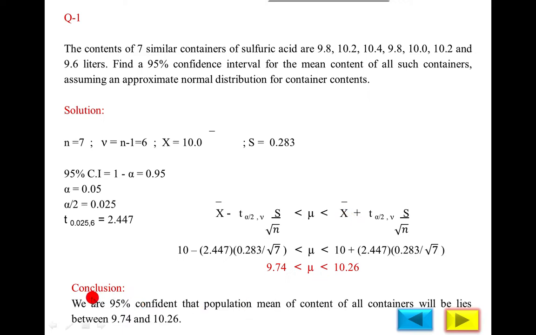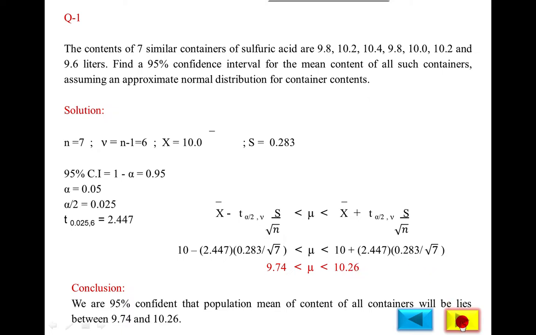So what is the conclusion? The question is to find the 95% confidence interval. We are 95% confident that the population mean of the content of all containers lies between this value and this value. So we are 95% confident that the population mean of the containers of the population will be between 9.74 liters and 10.26 liters.